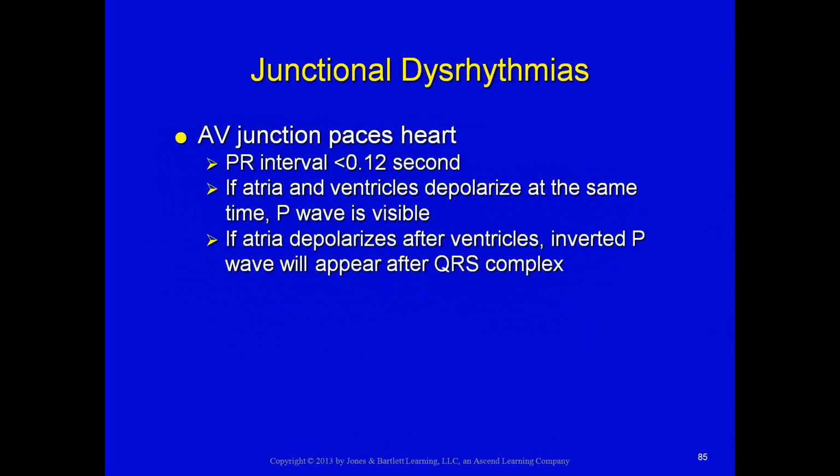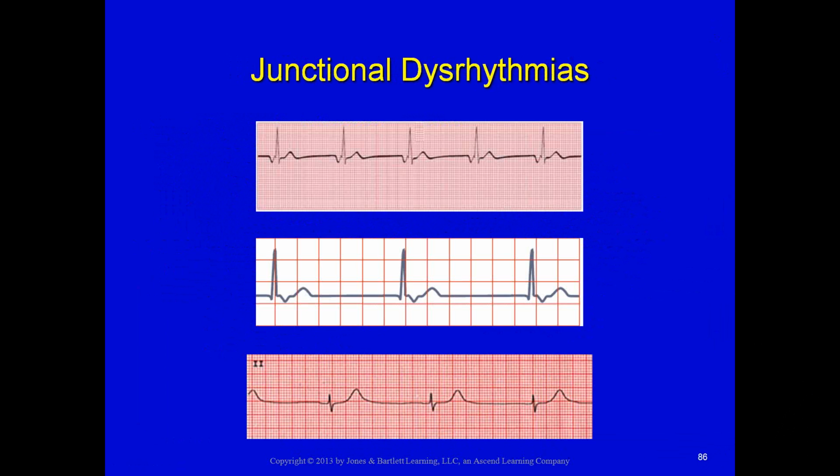If we do see a P wave, the PR interval is often shorter than normal. If the atria and ventricles depolarize at the same time, that's where the P wave would be visible. If the atria depolarize after the ventricles, the P wave is inverted and will appear after the QRS complex. So if we look at the very top rhythm, what we can see here is an inverted P. So the P wave is inverted before every one of these QRSs. And it does cause a little delta wave that you can see there, but the reason this isn't WPW is the P waves are inverted.